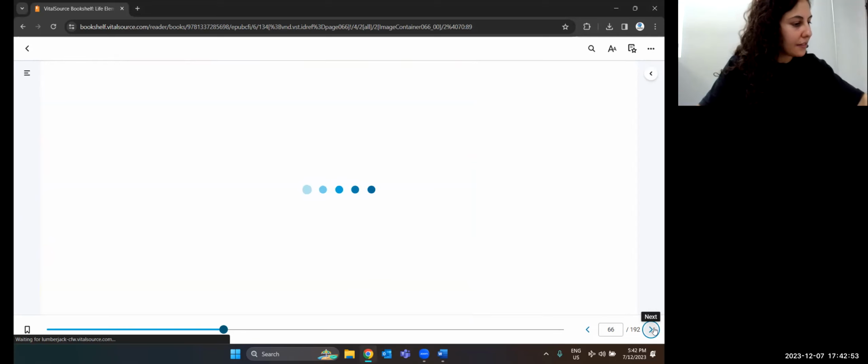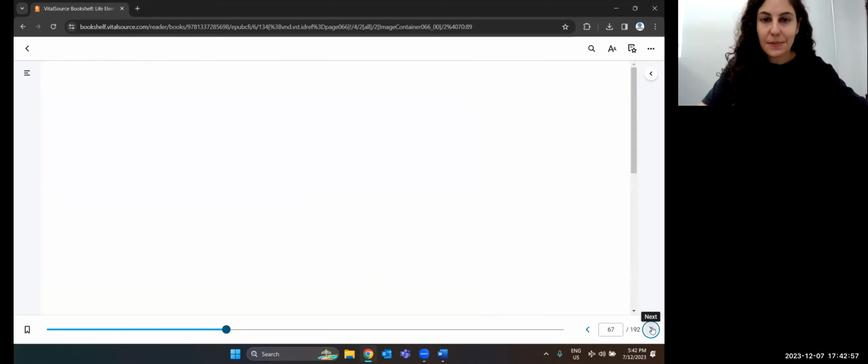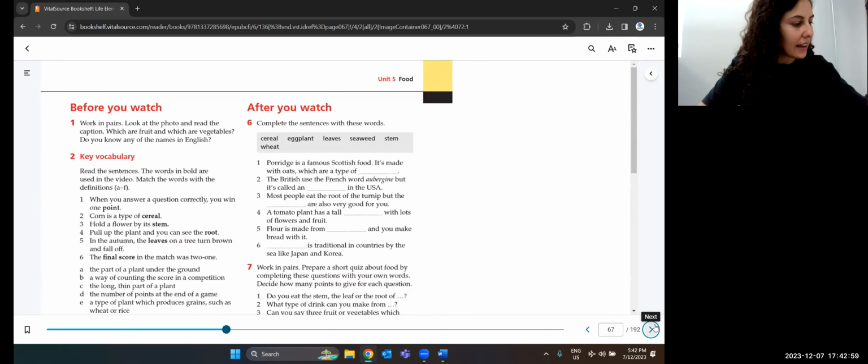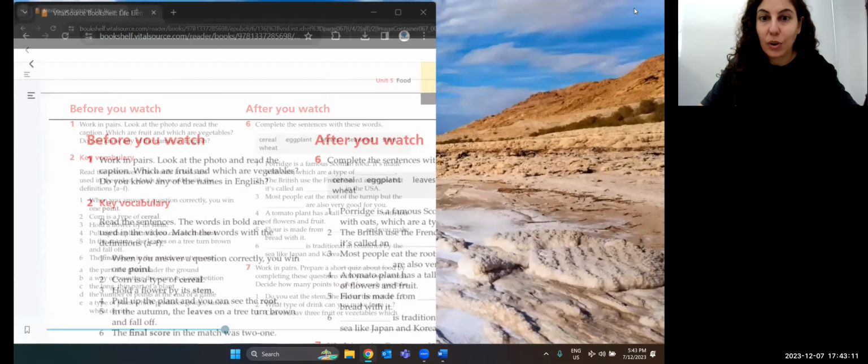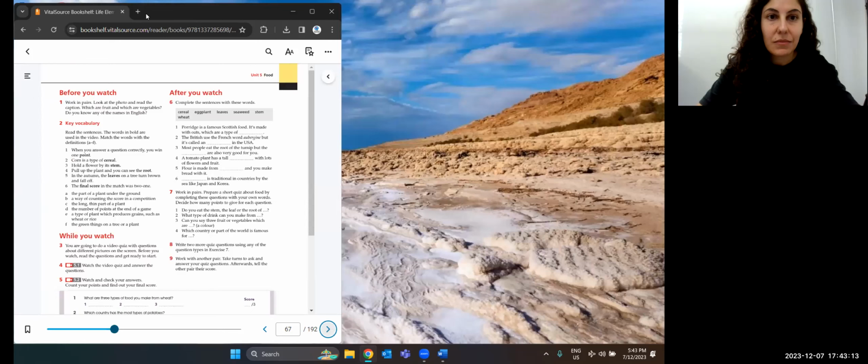So we have some words. Let's see if we know the meaning of some of these words. So when you answer a question correctly, you win 1 point. What does point mean? The word point. You win 1 point.